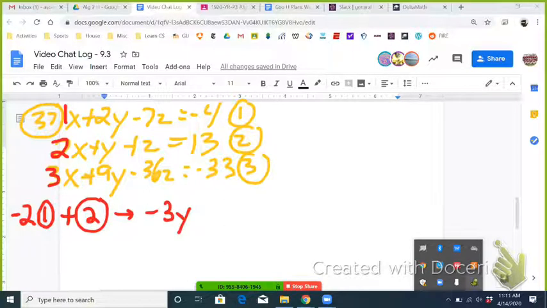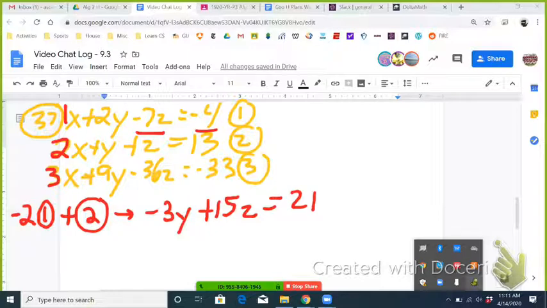And then if I multiply this top term by negative 2, I get 14z, plus z would be 15z. And then if I do negative 4 times negative 2, that's 8, plus 13, that would be 21. Alright, so now I have one equation in terms of just y and z.